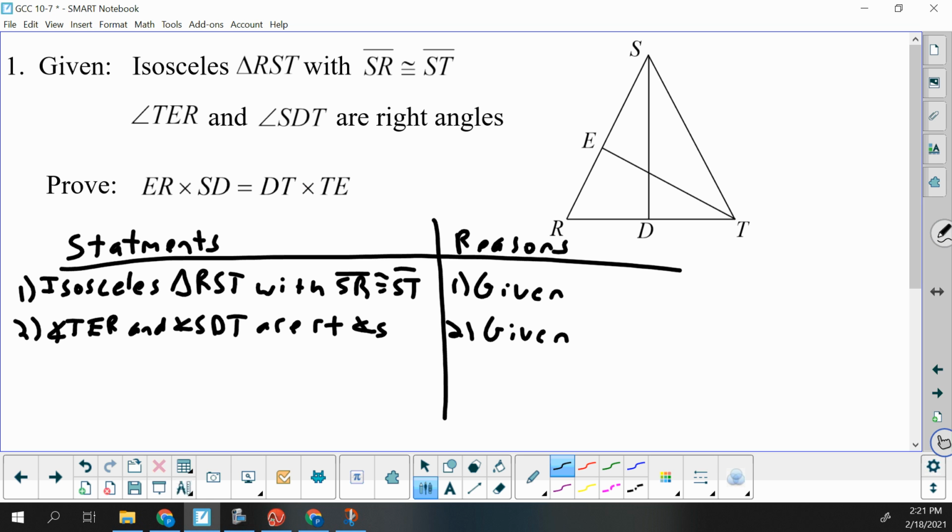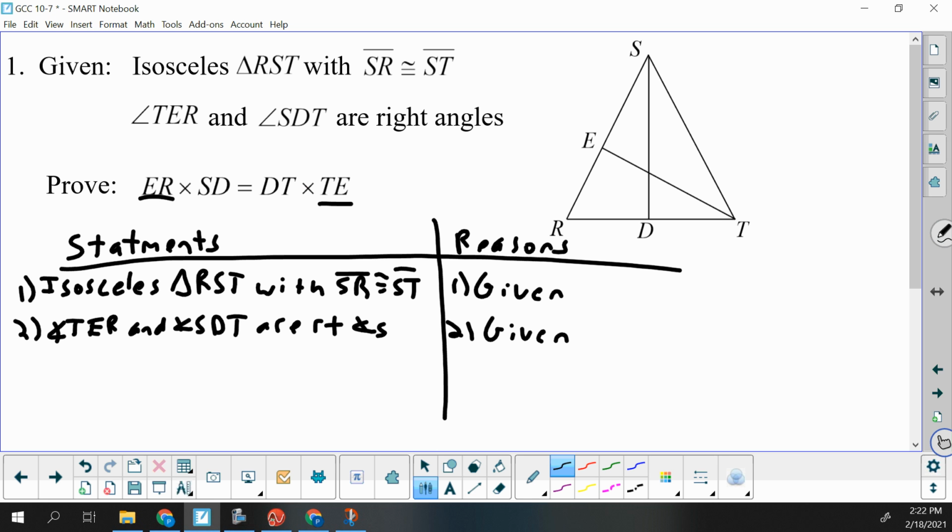So ER. ER is in triangle ERT, and that is it. Now, when I say in a triangle, that needs to be the entire side. Not part of the side, not more than a side of a triangle. That is the entire side of a triangle. So ER is only in one triangle, so that's great. So we need to look which of those 3 other sides is also in ERT, and that would be TE.